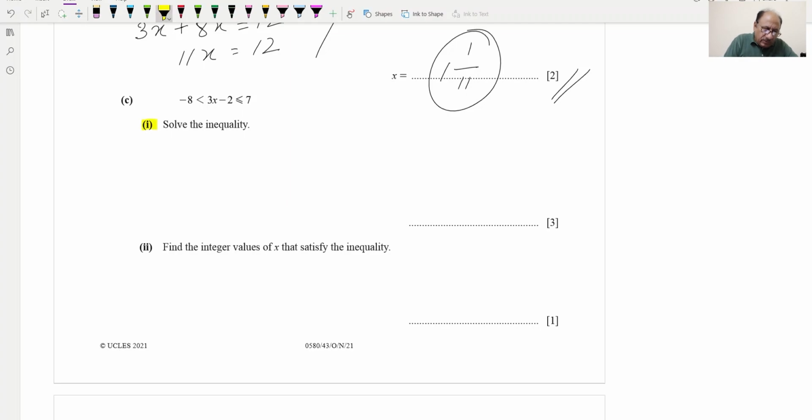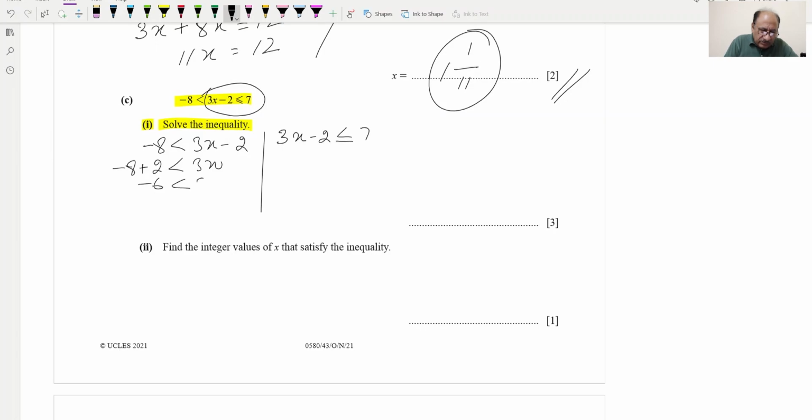Solve this inequality, and we can write this portion first. So it will be minus 8 is less than 3x minus 2, and the second portion we can write separately. So it will be 3x minus 2 is less than or equal to 7. We can solve this. Minus 2 we can shift to the other side. So minus 8 plus 2 is less than 3x. So this will be minus 6 is less than 3x.